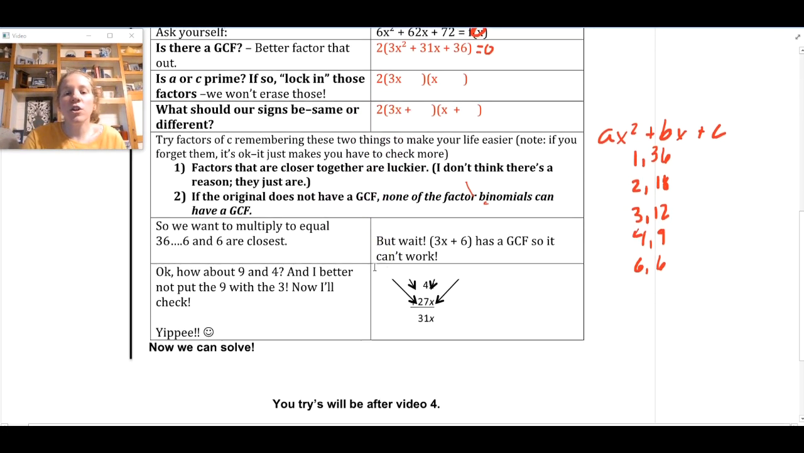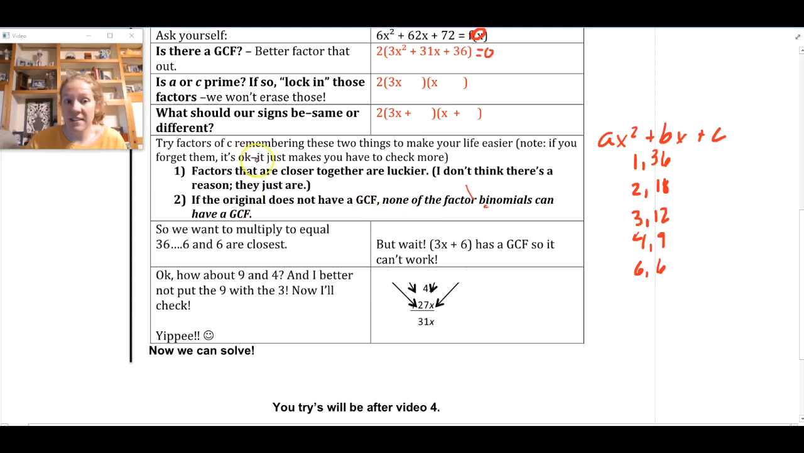So the things that are closest together are 6 and 6, which means the first thing I would want to try is plugging in 3x plus 6 times x plus 6, because those are my terms that are closest. The problem is 3 and 6 have a GCF. Those are both divisible by 3. So I know that's not going to work because I've already factored out my GCF. So the next thing on my list would be to try 4 and 9. So I'm going to go over here and try 4 and 9.